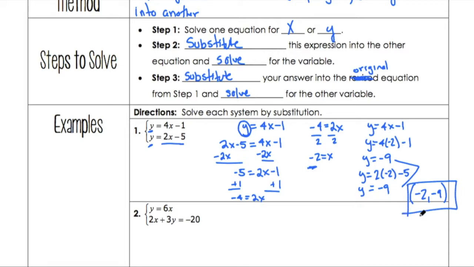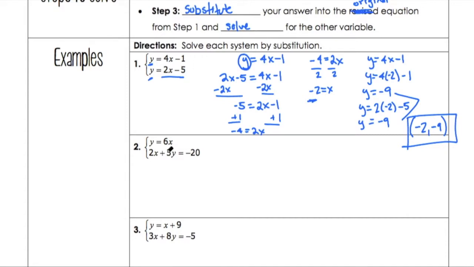Great. Well, let's take a look at number 2. In number 2, we have one equation that's already solved for one variable. Y is all by itself. The other equation looks a little different because it's written in standard form. But we're ready to basically do the substitution step because step 1 is done for us. So I'm going to take the equation that's not solved for a variable, where no variable is by itself.